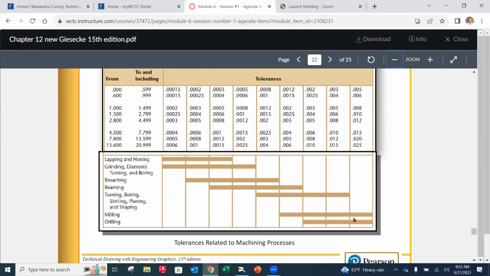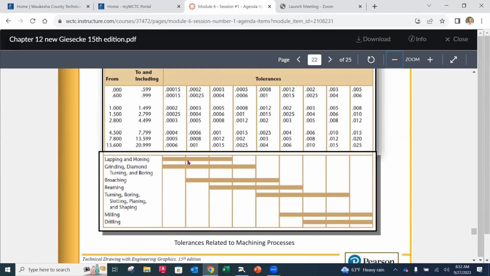Milling gets a little bit more accurate. Notice that we go over a tad. Turning, boring, slotting, planing, and shaping, a little bit more accurate again. Reaming, broaching. Then we get into grinding, diamond turning, and boring. And then lastly, lapping and honing.